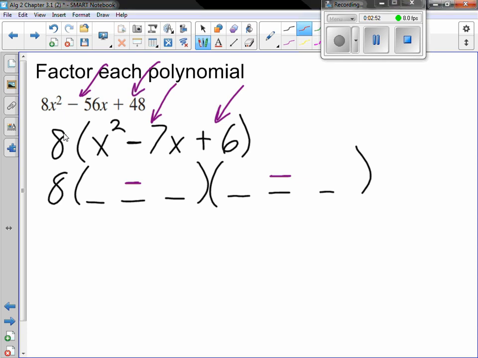Now, we need to find the factors of the first and third term. The factors of x squared are just x and x, because that's the only way we can factor x squared: x times x would give us x squared. Now, the factors of 6 are 1 times 6 and 2 times 3. Which one do we want to try first? Let's focus up here. 1 and 6.